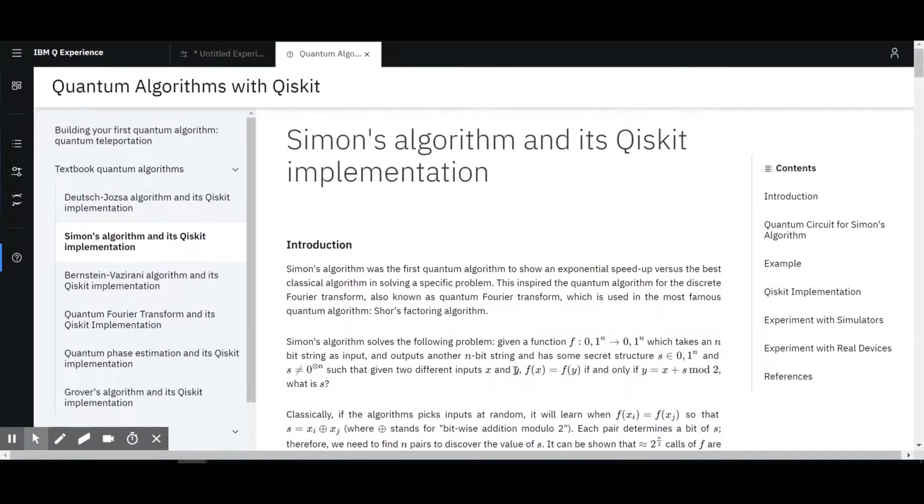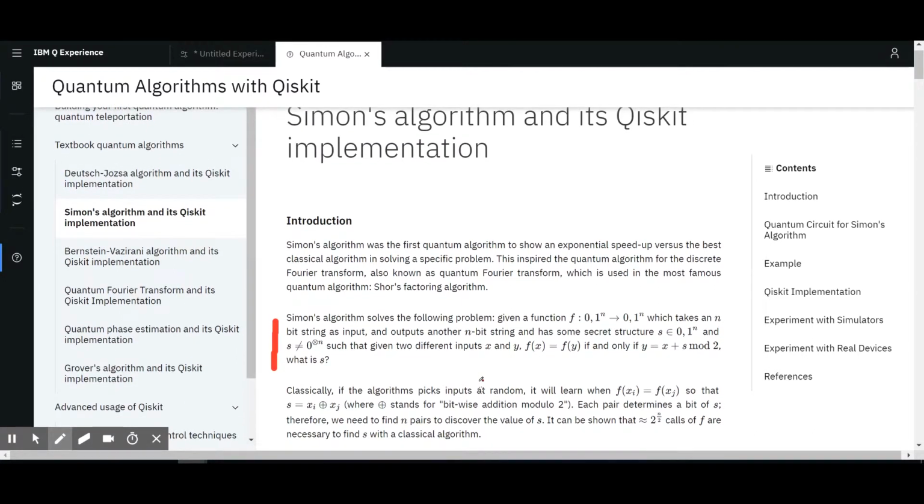So, Simon's algorithm in 2 minutes. Here you've got the statement of the problem. That's a really interesting one. Basically, the idea is you have a function that has a certain period. This means that at some point, given two different inputs, x and y, they have the same value.